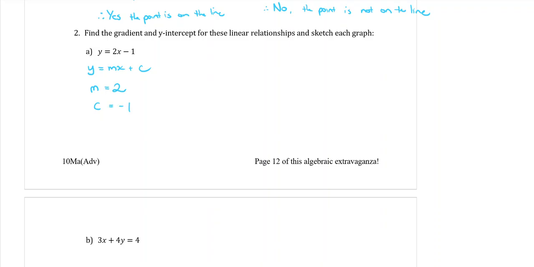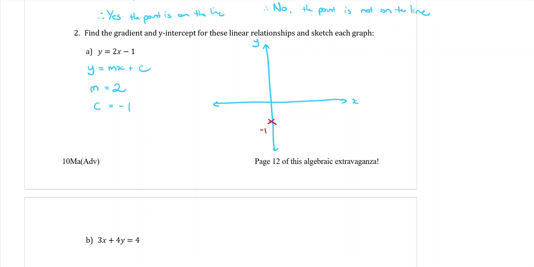To sketch that, and we do want it to be a reasonably quick sketch, so we're going to limit how accurate it is and how much information is on here. We have our x and y axes. We always start with the y-intercept, which is -1. So straight to the y-axis, put a mark at -1, which is here.